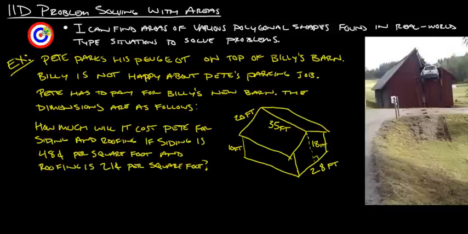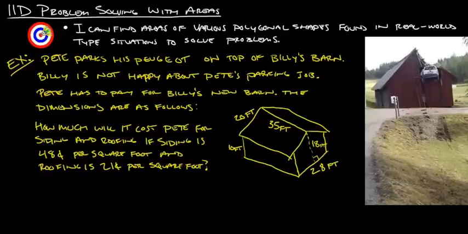Anyway, next one. And last one, actually, is Pete parks his Peugeot on top of Billy's barn. Billy is not happy about Pete's parking job. Pete has to pay for Billy's new barn. The dimensions are as follows. So here's Billy's barn. How much is it going to cost Pete for siding and roofing if siding is 48 cents per square foot and roofing is 21 cents per square foot? So he's got to rebuild that whole thing.